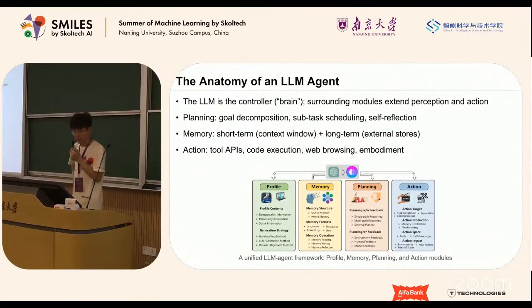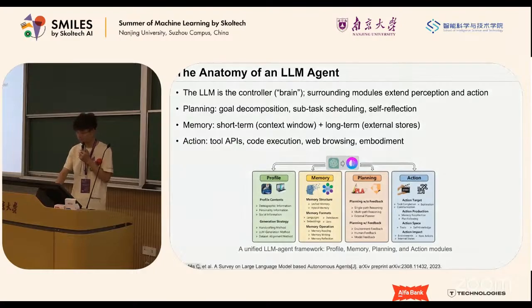This framework shows the four core modules of an LLM agent. The LLM serves as the central controller, or brain. This controller is supported by a profile module that defines the role, and a memory module that manages short-term memory or long-term memory, with long-term memory based on vector databases. There is also a planning module that handles goal decomposition and self-reflection, and an action module that executes tasks with APIs, coding, and web browsing.